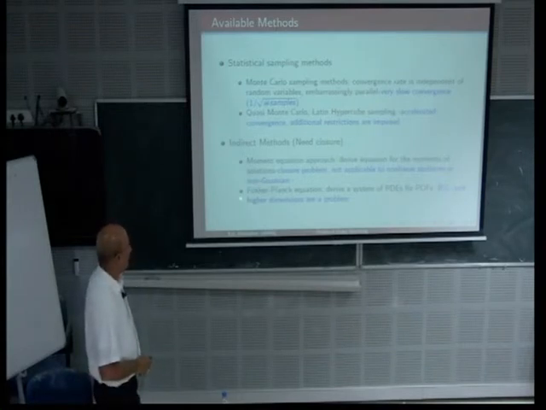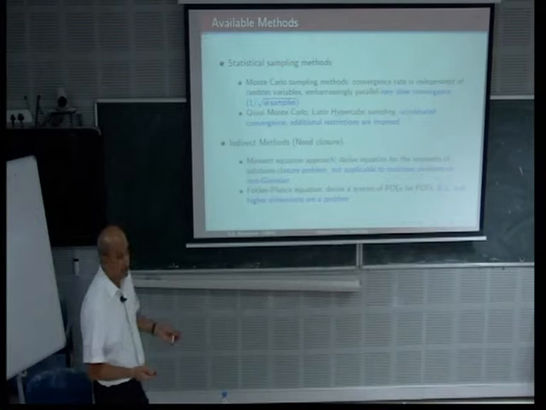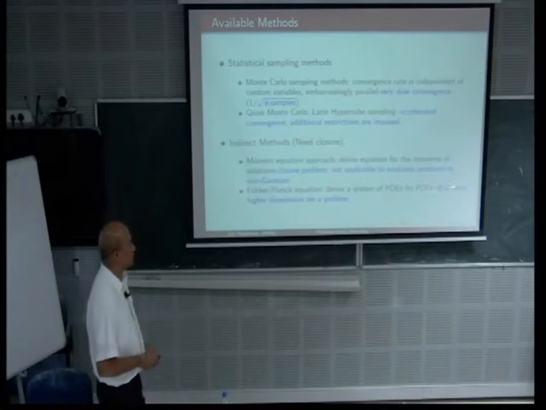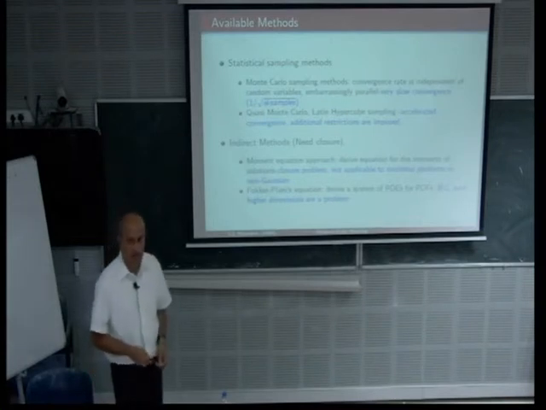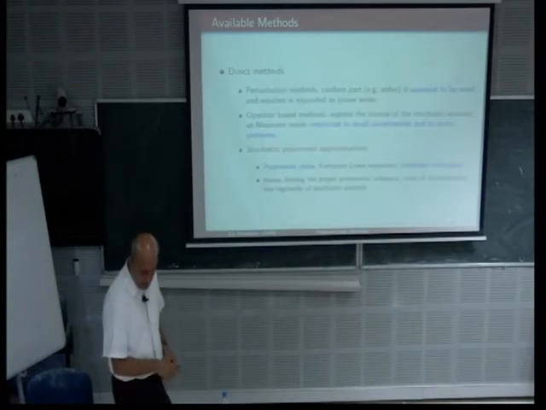Then there is a Fokker-Planck equation. This directly works with the PDF of the PDEs. You derive a bunch of equations for the PDF, but it has this boundary condition problem, and in higher dimension, this has problems similar to the Hamilton-Jacobi-Bellman equation. Then there are direct methods.